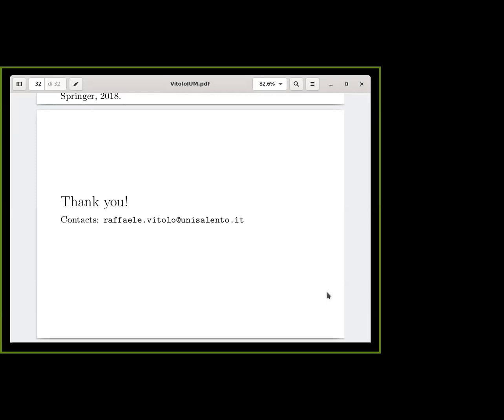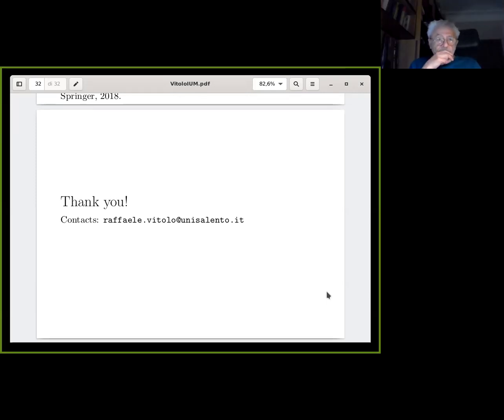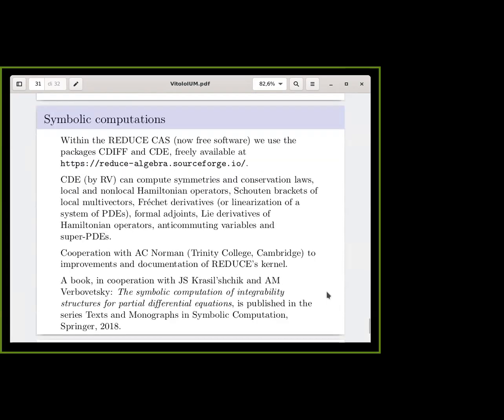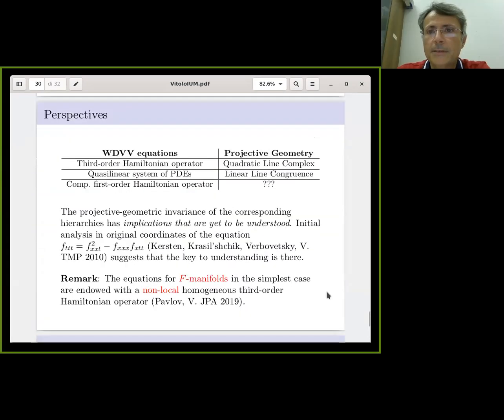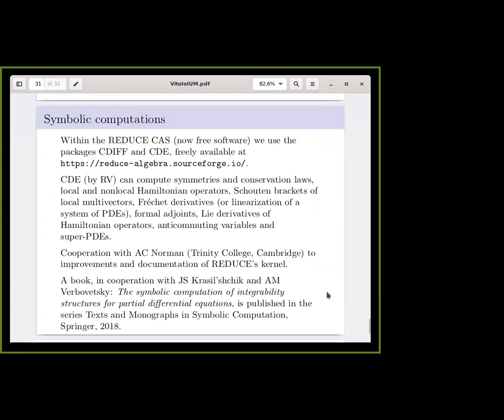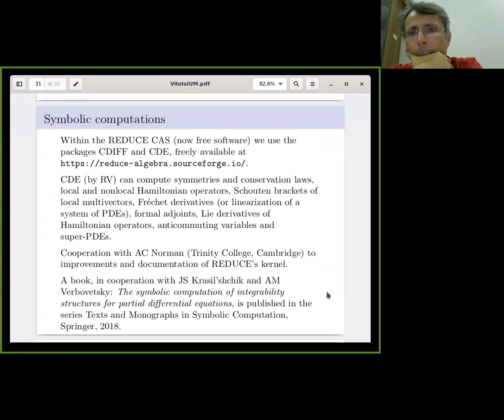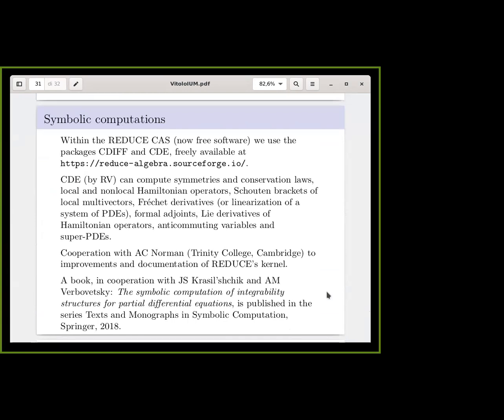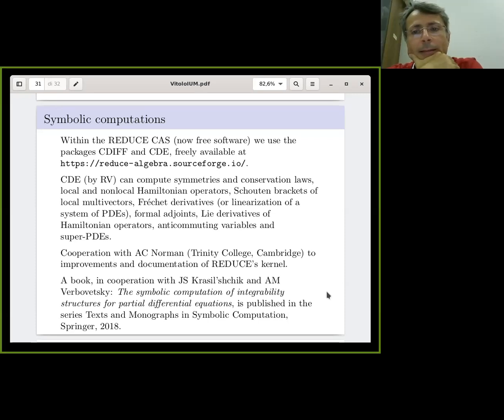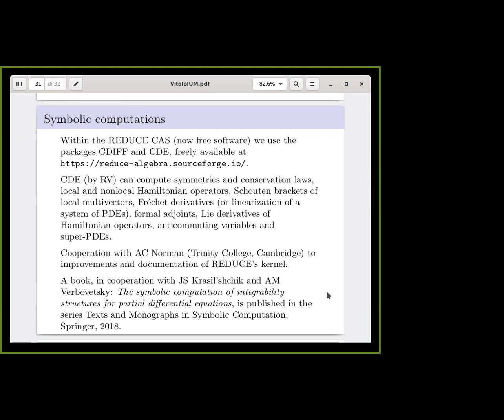Can I ask a question? Yes, sure. Raf, can you go to your last slide? Yes, here, symbolic computations. I know that you have written a lot of packages for Reduce, and it definitely works. But is it possible to translate your Reduce packages to either Wolfram Mathematica or Maple? Because Wolfram Mathematica and Maple are in principle much more popular than Reduce.